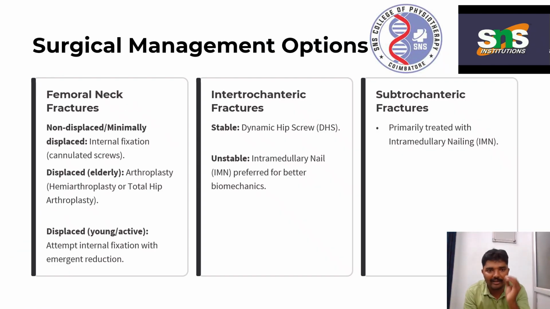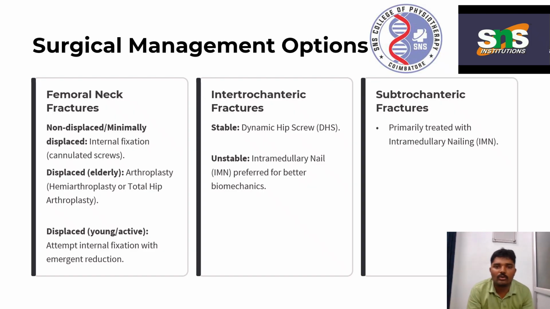For femoral neck fracture, if non-displaced or minimally displaced, internal fixation or cannulated screw fixation is done. For a displaced fracture in the elderly, go for arthroplasty, either hemiarthroplasty or total hip arthroplasty. For a displaced fracture in the younger patient, internal fixation with dynamic hip screw fixation is attempted.